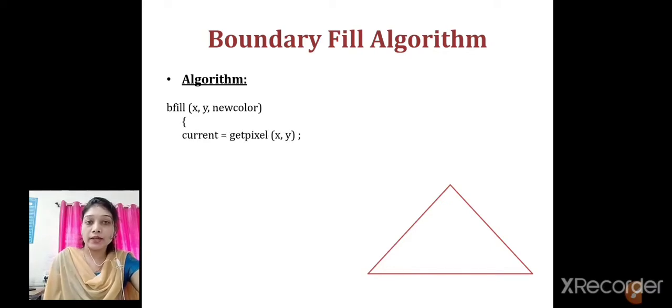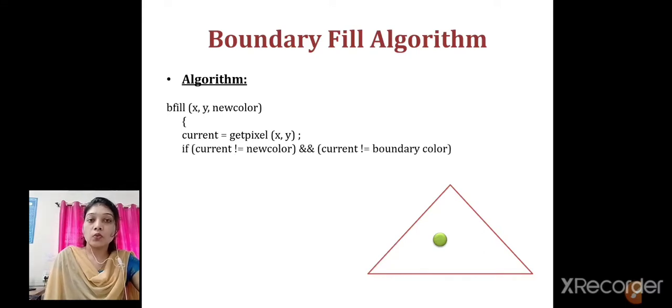Initially, I will find the current pixel. That current pixel is nothing but my seed pixel, and how do I find that pixel? By using the getpixel function. This getpixel takes the coordinates, x and y. With this x and y coordinate, I will find out my current pixel. What is the next thing? I have to check the color of that current pixel. I will check whether that current pixel has the new color, whatever new color I have mentioned.